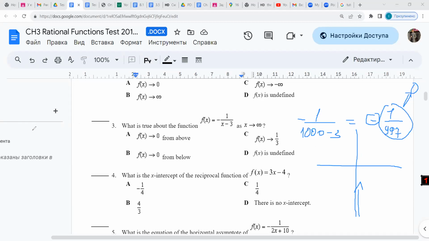In this particular case, among the options we have, f of x travels to 0 from above. Doesn't work for us because we approach from the negative side. Then C, f of x approaches 1 over 3. We didn't see that, so it doesn't work for us as well. Undefined, no. But from below, B would be the right answer. Is that clear? Please give me your feedback.